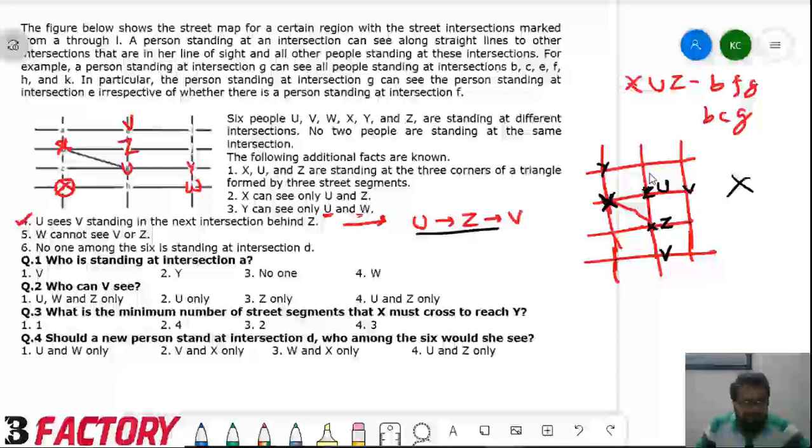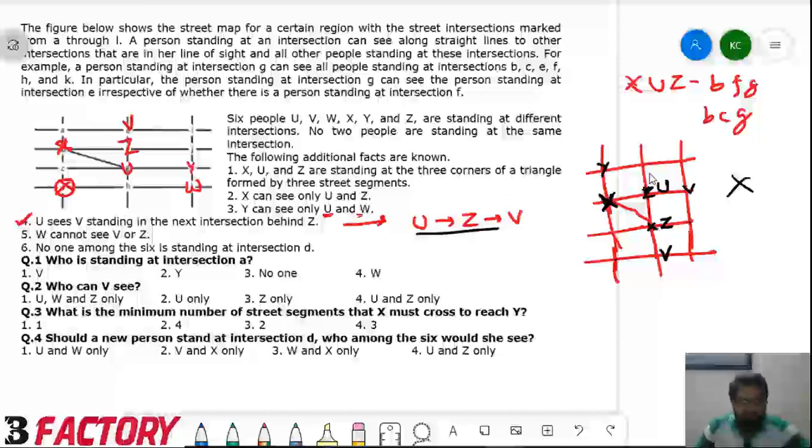We'll just go through the sequence again. X, u, z are in a triangle. X can see u and z only. Y can see u and w only. And u sees v standing at the next intersection behind z. W cannot see v or z, and no one is standing at d. So that is the final sequence. All other cells are empty.